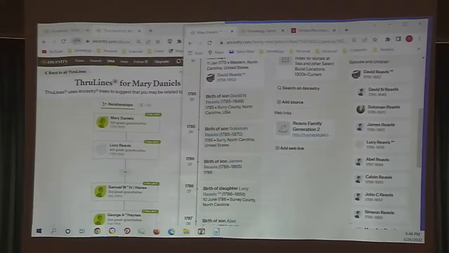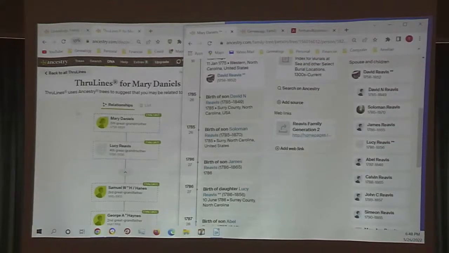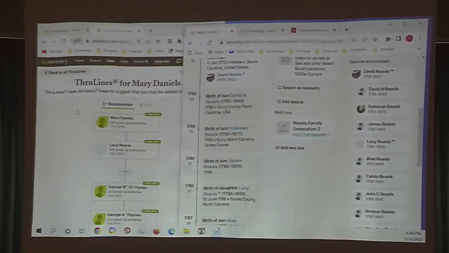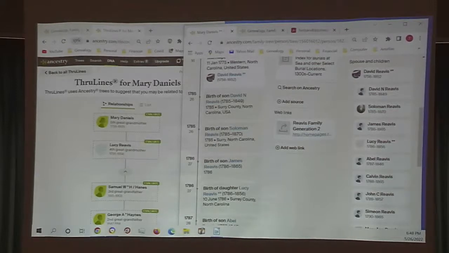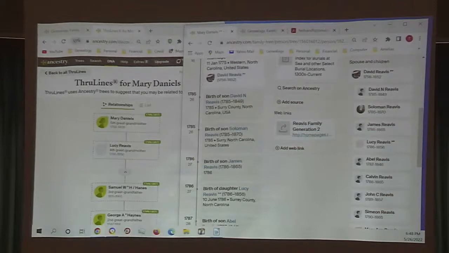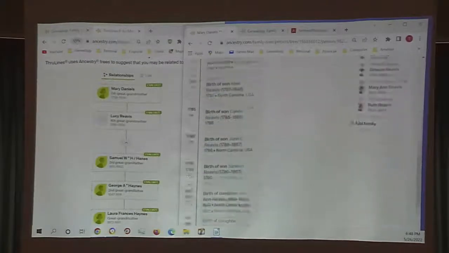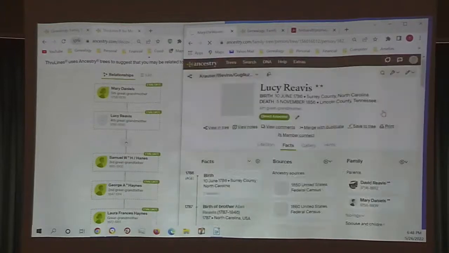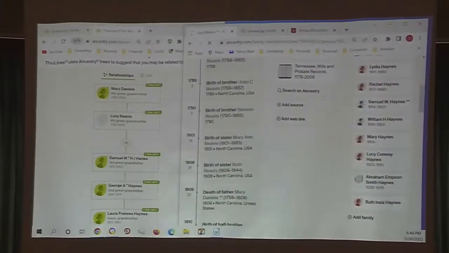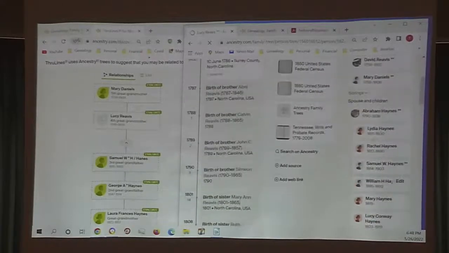So what I'm trying to prove with this is that by using the left screen or a separate monitor, it's even better with a separate monitor, if you put two monitors next to each other, where you keep the through lines over here and what you're actually looking at over here, so you can edit it. So I can go down this line and say, okay, Mary Daniels had Lucy Rivas, and over here, there's Lucy Rivas. So I can now click on Lucy Rivas, and going down that line, Samuel Haynes was the next one. Here's Samuel Haynes.